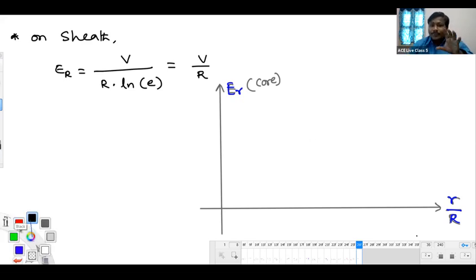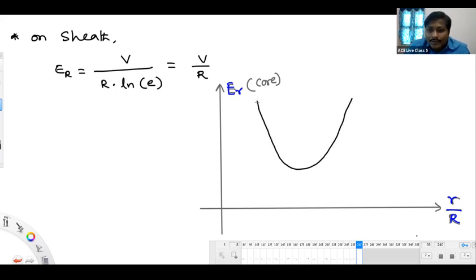If you plot this one, you will get a plot something like this. All of you getting? I am not explaining exactly how this comes. This is a plot which we can expect: ER with respect to small r by capital R. Now you see, this is the minimum field intensity we can experience on the core surface.